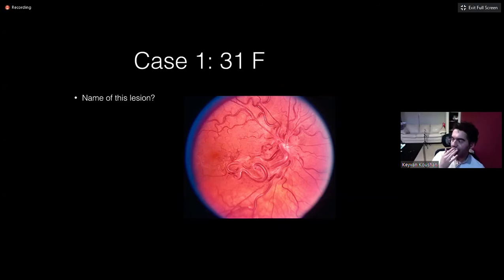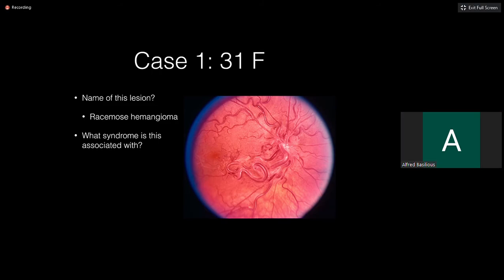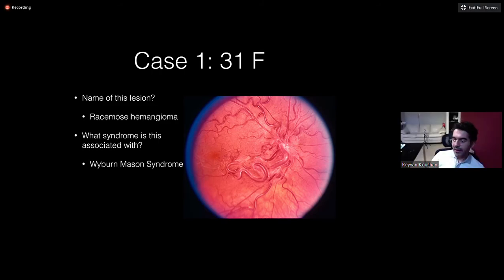Okay, so name of the lesion. Just review your thing. So this is a racemose hemangioma, right? And what syndrome is this associated with? Wyburn-Mason syndrome. Very good. And what would you do? Remember, this is a young adult who incidentally comes to your clinic. What you do when you see this yourself, or the family doctor, you have to arrange some CT or MR angio for this person, because you're looking for facial and CNS AV malformations.